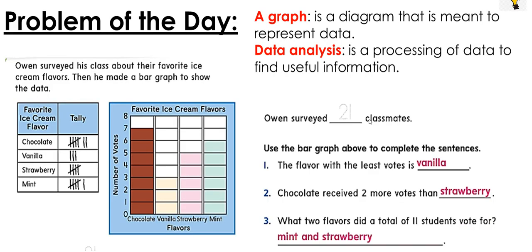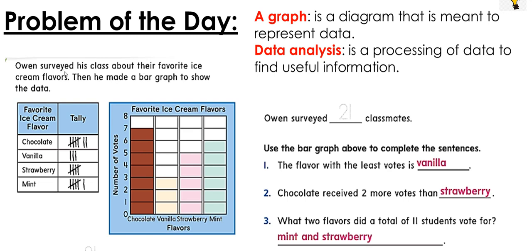So let's see. This is the problem of the day. Let's first just review these 2 points. A graph. What is a graph? It's a diagram that is meant to represent data. What is data analysis? It's a processing of data to find useful information. So analysis is a processing, means that we study it and we find out answers for questions by looking at a graph. Now let's look at this problem here.